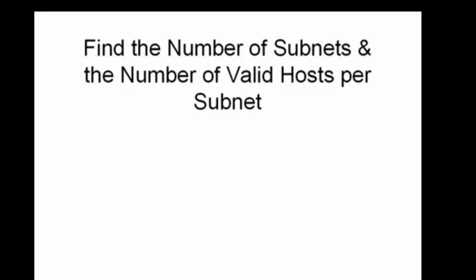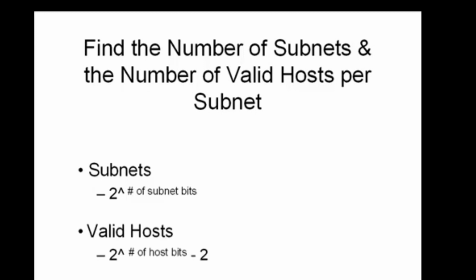successfully. So speaking of the formulas, the first one, in order to determine the number of subnets, it's very simple. It's 2 to the power of the number of subnet bits in the subnet mask. Likewise, in order to find the number of valid hosts in each one of the subnets you're creating, the formula is 2 to the power of the number of host bits in the subnet mask minus 2.